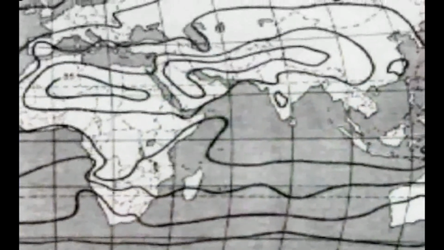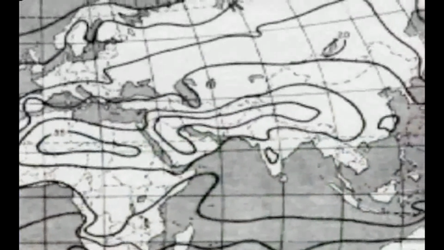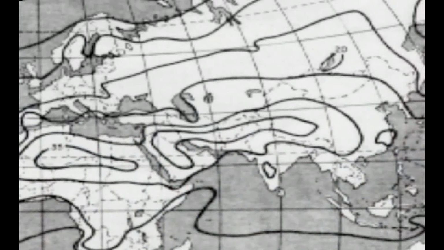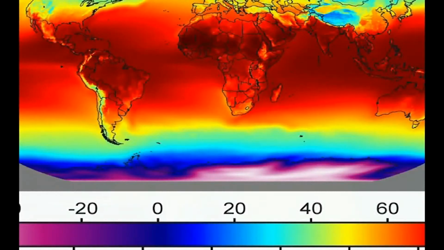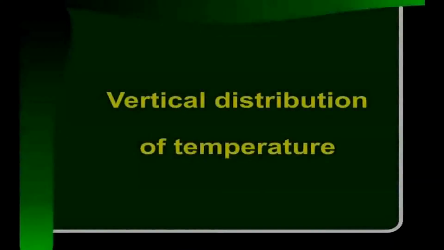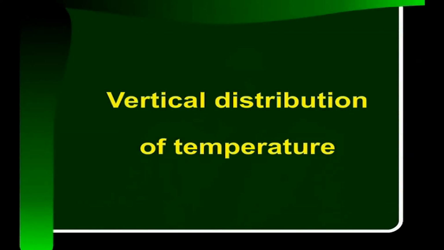With increasing distance from the sea coast, there is a corresponding increase in the seasonal variations of temperature. Hence, the annual range of temperature is very negligible. Let us see the vertical distribution of temperature.